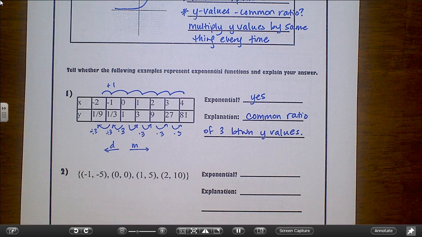All right, so now you can look at, these are coordinate points. Again, sorry for my dog.